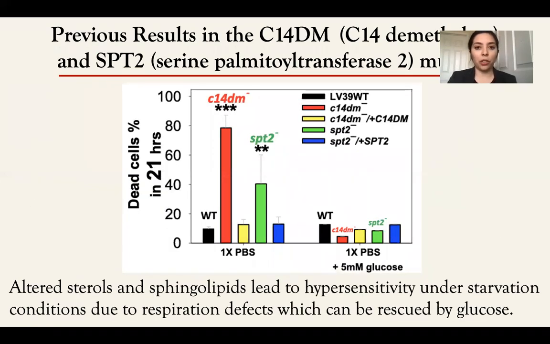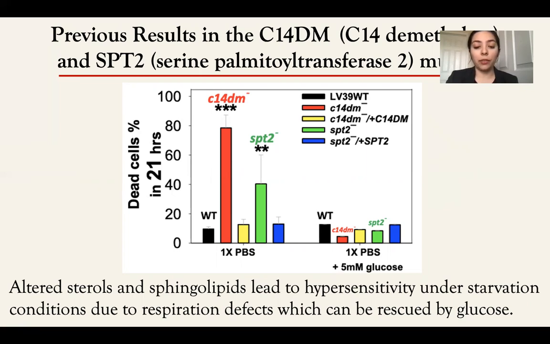So some previous results with the C14 and SPT2 mutants, again, C14 being the C14 demethylase sterol mutant, and SPT2 being the serine palmitoyltransferase 2 sphingolipid mutant. Sphingolipids also being an important part of the membrane, but roughly making about 10% in comparison to the higher 30% of sterols.